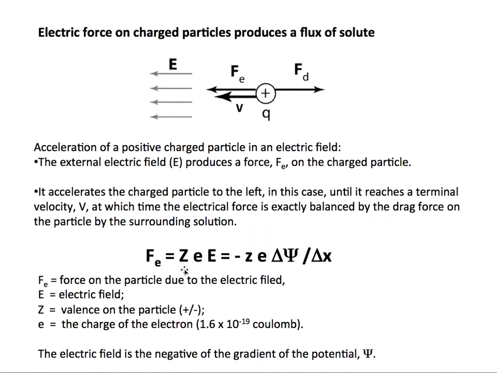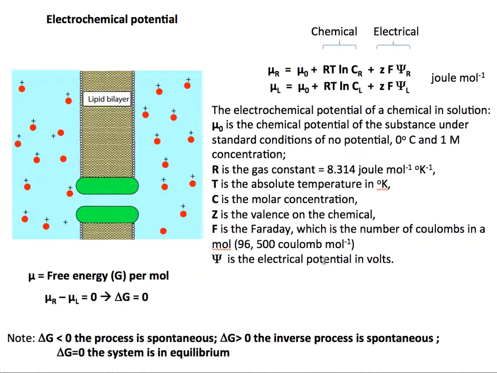This FE is equal to Z times little e times big E. Z is the valence number on the particle. Little e is the charge of an electron, and big E is that electrical field, which is delta psi over delta X. And that's your gradient potential. So let's see how this is really used.